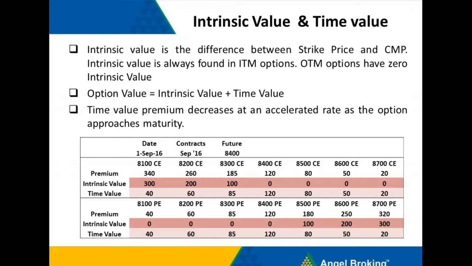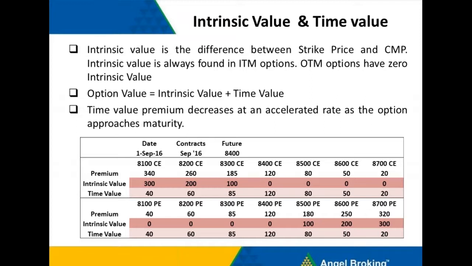If you look at the first column, it is the 8,100 call option, and the premium is 340. You see that the value of the futures is 8,400, and the call option is 8,100. So what is the intrinsic value? That is 8,400 minus 8,100, so your intrinsic value is 300. What remains is your time value. The total premium you paid is 340, so 340 minus 300 equals the time value, that is 40.